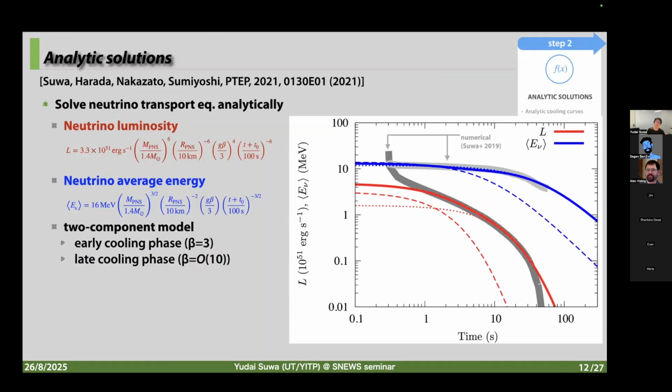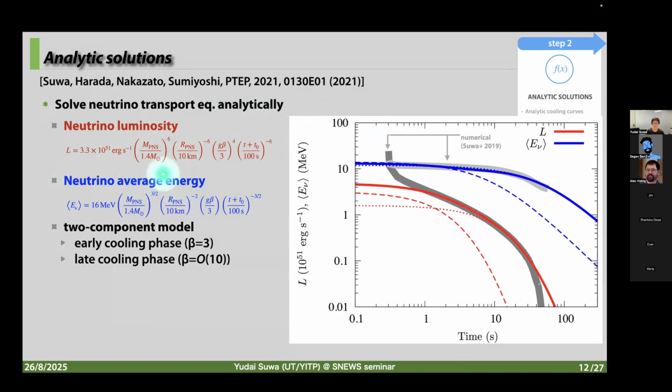In the second step, we derived the analytic solution. And here we solved the neutrino transport equation analytically. But of course, it's very complicated. We need to impose some assumptions, but these assumptions are physically motivated. Also, after deriving the analytic solution, we can judge its validity by comparing with numerical simulation. So the neutrino luminosity can be written like this simple function.